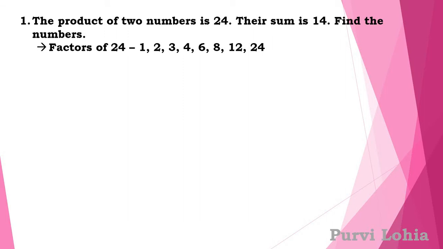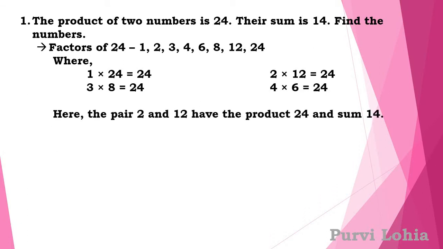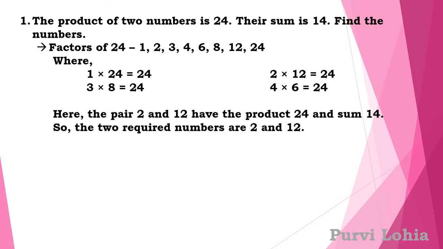Now you have to express all the factors as the product of 24. So 1 into 24 is equal to 24, 2 into 12 is equal to 24, 3 into 8 is equal to 24 and 4 into 6 is equal to 24. Now in all these four pairs, you see that the pair 2 and 12 have the sum 14 and their product is 24. So the required numbers are 2 and 12.